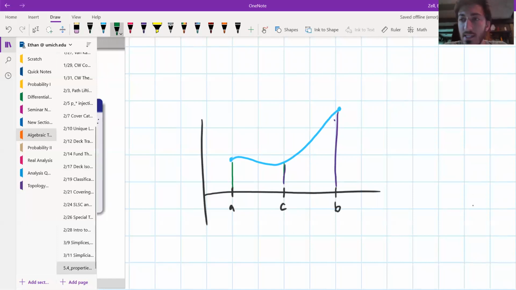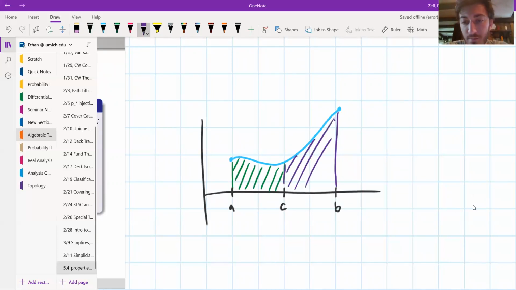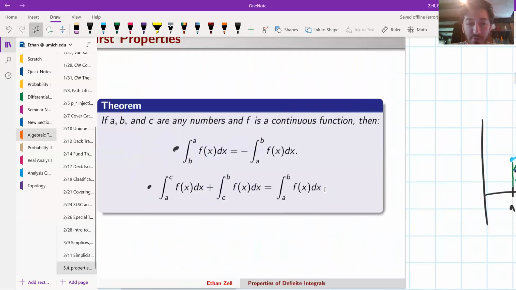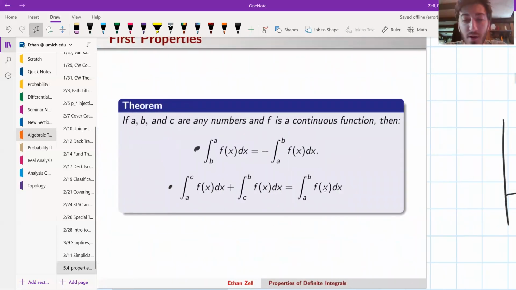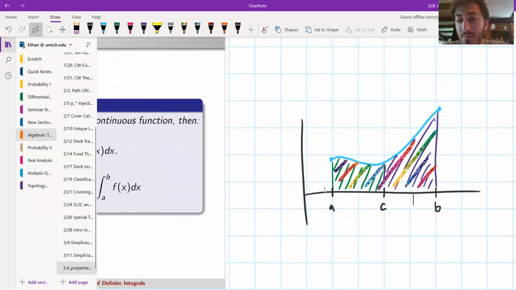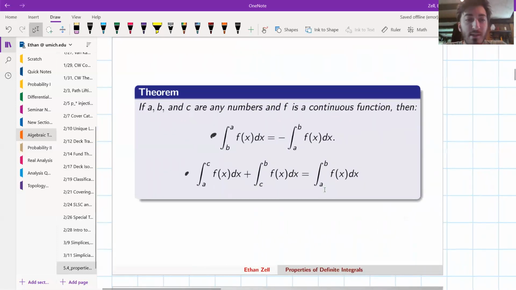But intuitively, this makes a lot of sense because we said that the integral is the area under the curve. So getting the area from A to C is just the same as getting this green shaded area here. And then getting the area from C to B is the same as getting this purple shaded area. So getting the integral from A to B is the same thing as getting both areas. So of course we have this property that if we break up our interval AB into AC and CB, then we get the same thing as if we just did the integral over the whole interval. Okay, so intuitively this makes sense.